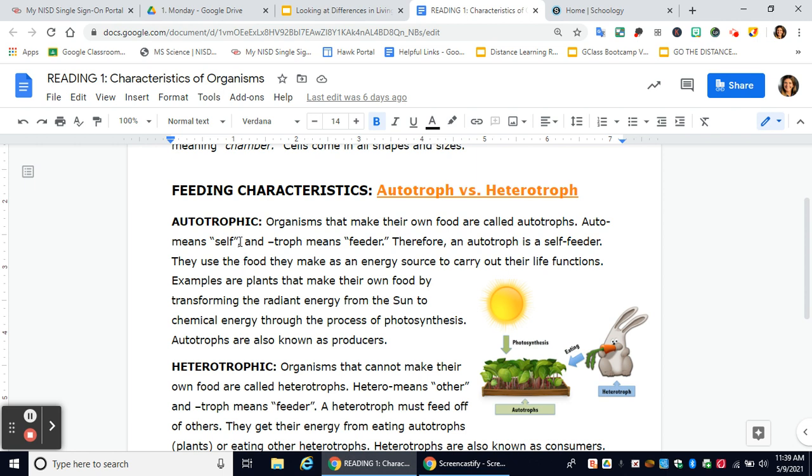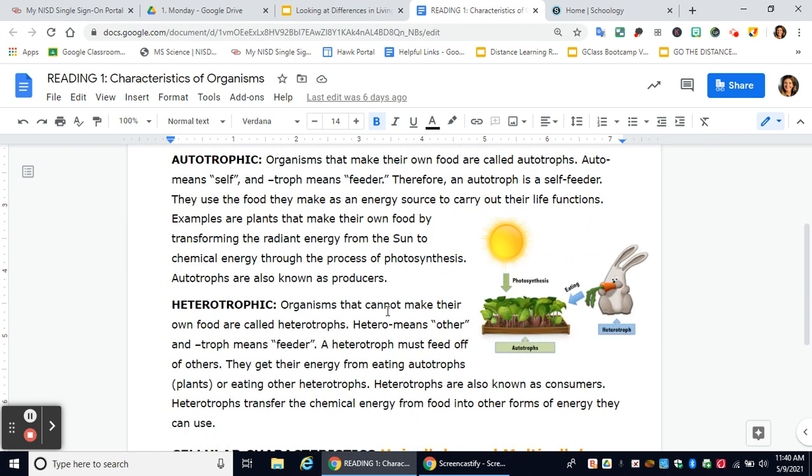Autotrophic. Organisms that make their own food are called autotrophs. Auto means self, and troph means feeder. Therefore, an autotroph is a self-feeder. They use the food that they make as an energy source to carry out their life functions. Examples are plants that make their own food by transforming the radiant energy from the sun to chemical energy through the process of photosynthesis. Autotrophs are also known as producers.